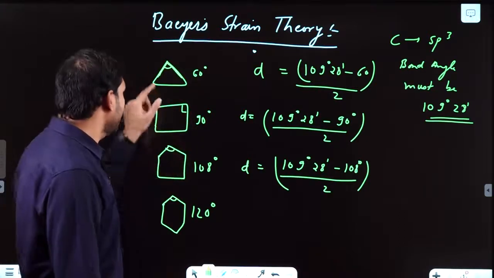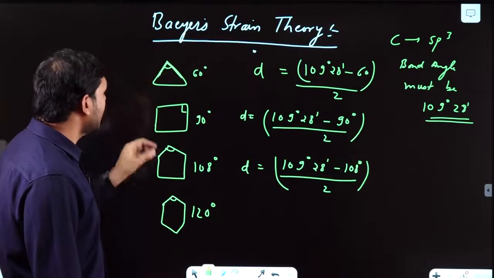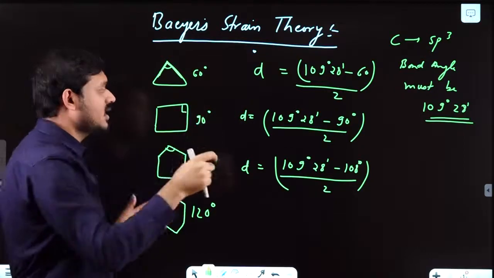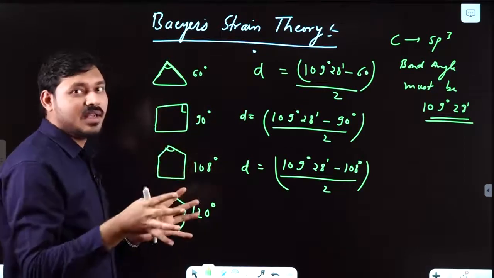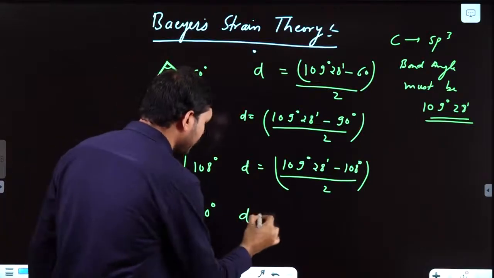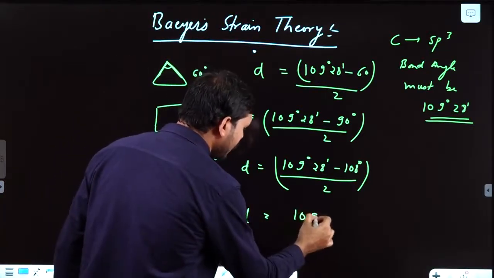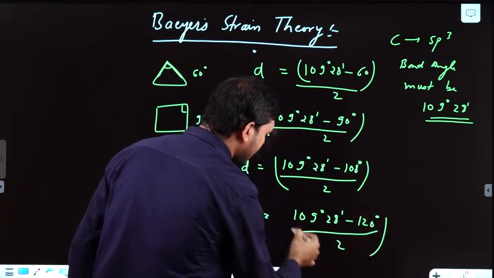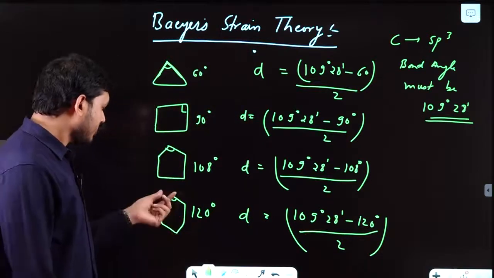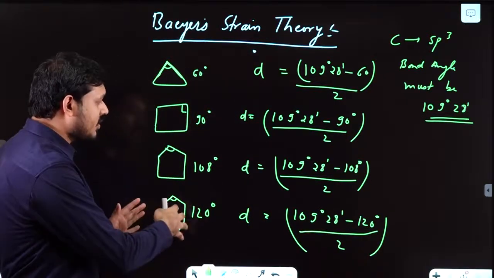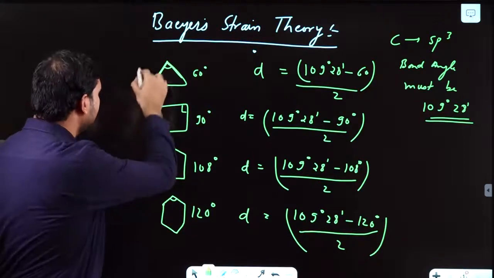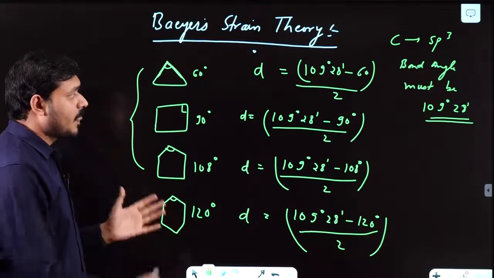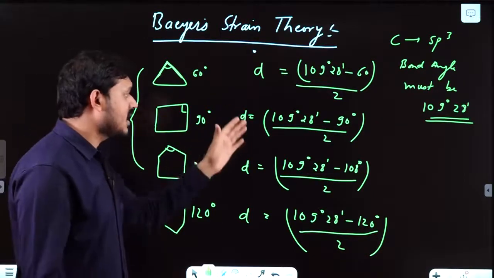Otherwise you can simply say it should have been 109 degrees 28 minutes, but it is 60 degrees. Suppose I say 110 and it is 60, so there is a difference of 50 degrees. So it's a big strain inside the ring. Similarly here, this deviation will be 109 degrees 28 minutes minus 120 degrees, so there is a deviation on the negative side, right? In the first three cases the angle observed is lower, but here the angle observed is higher compared to 109 degrees 28 minutes. So these are the deviations.